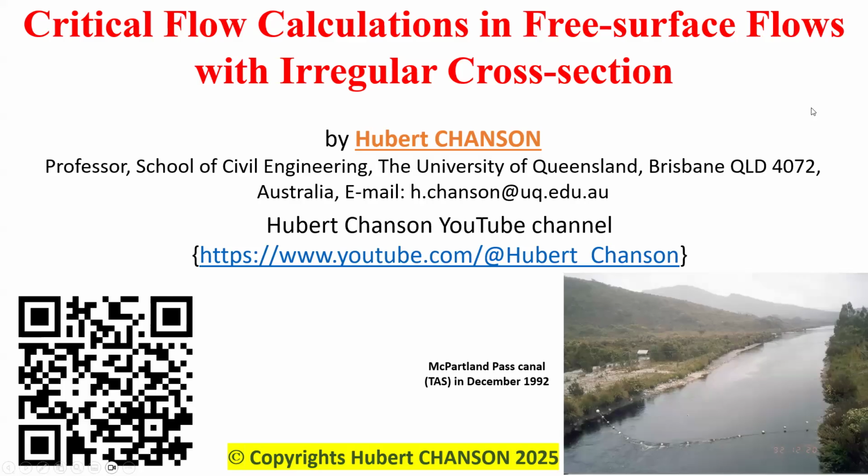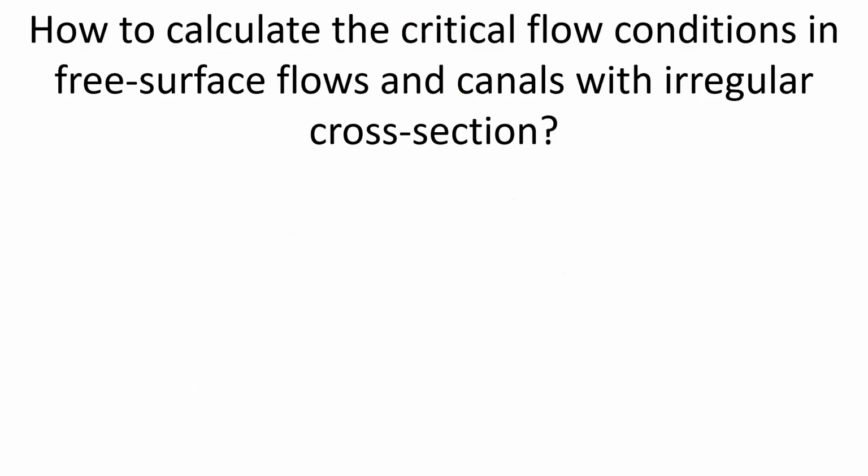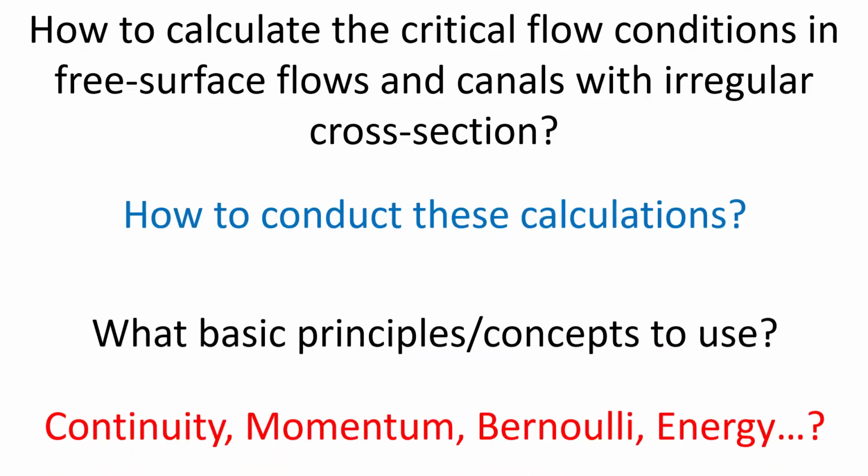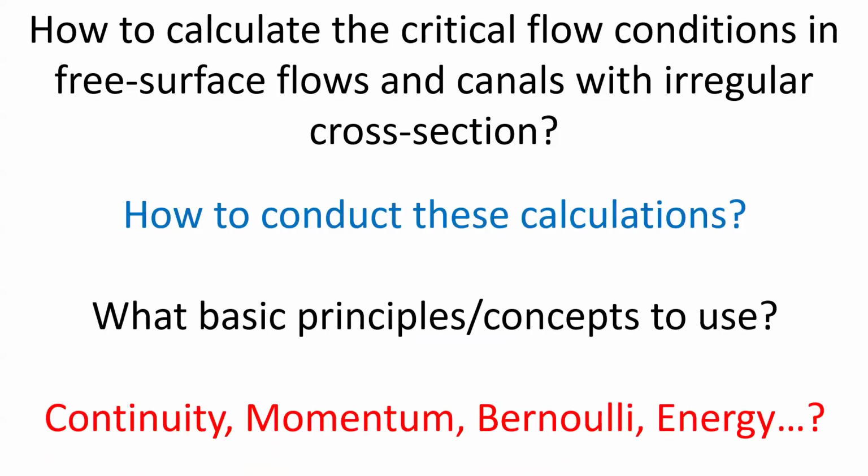Critical flow calculations in free surface flow with irregular cross-section. How to calculate the critical flow condition in free surface flow on canals with irregular cross-section? How to conduct these calculations? What basic principle and concept should we use?